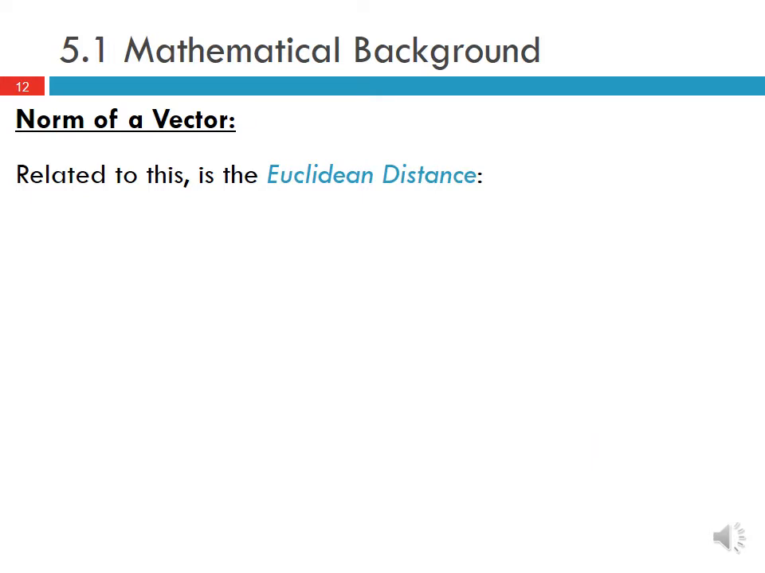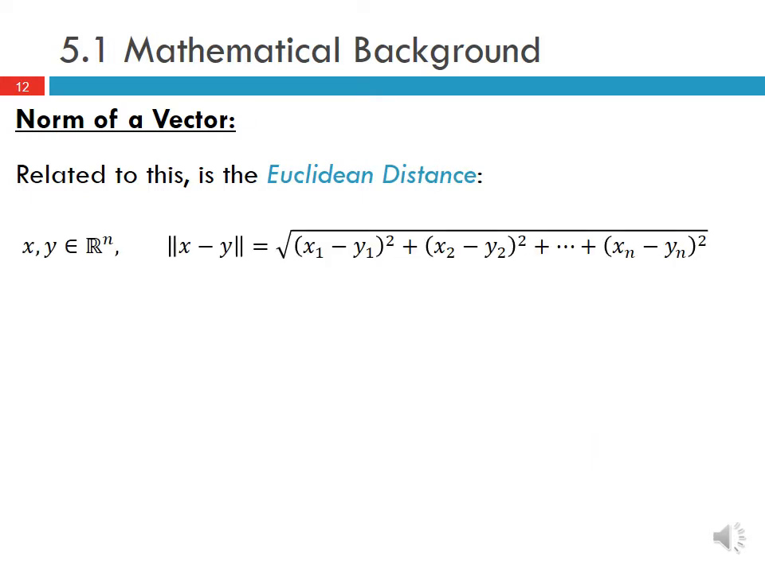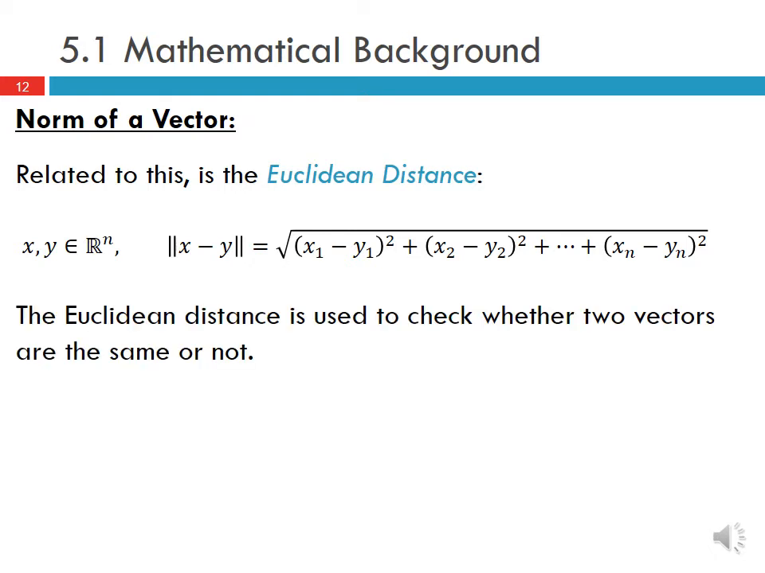Related to this, we can talk about the Euclidean distance. If we have two vectors, x and y, in our vector space Rn, the Euclidean distance between these vectors is the norm of the difference. So I take x minus y, and then I take the norm of that. It's the square root of (x1 minus y1) squared plus (x2 minus y2) squared up to (xn minus yn) squared. The Euclidean distance is used to check whether two vectors are the same or not. This will be useful when we're talking about convergence of a method, because we want to check how close two vectors are.